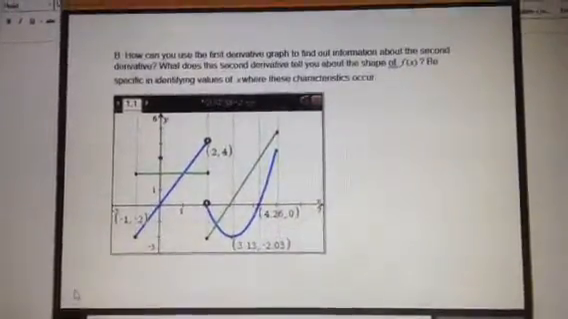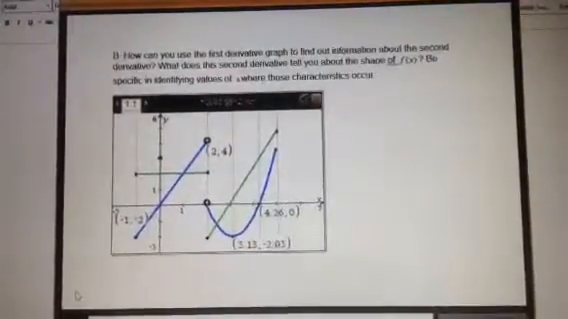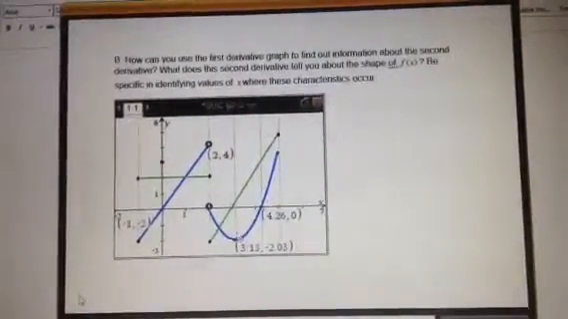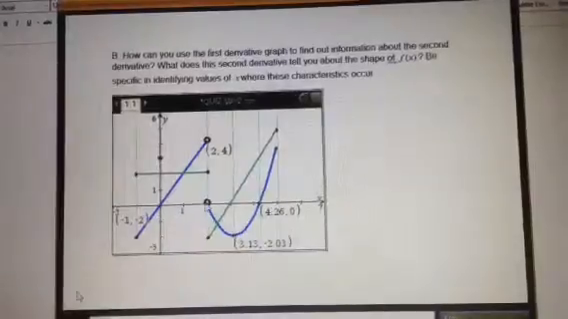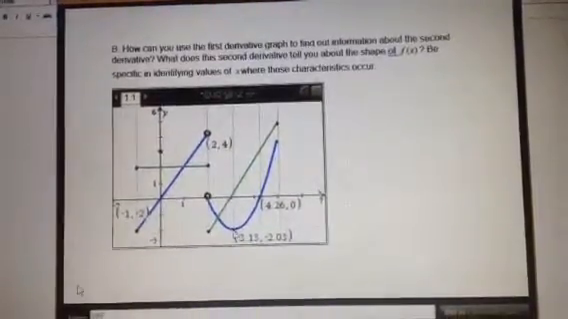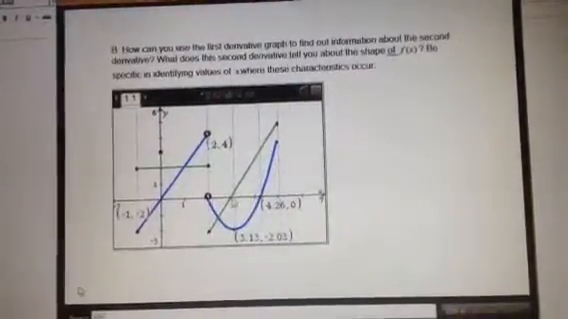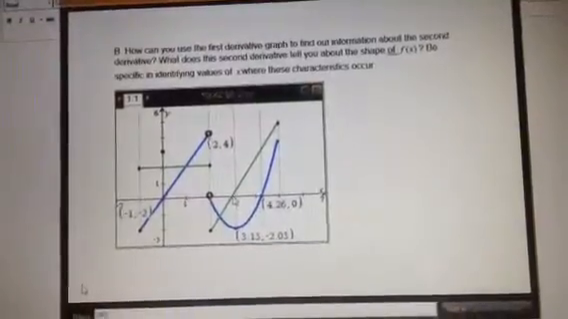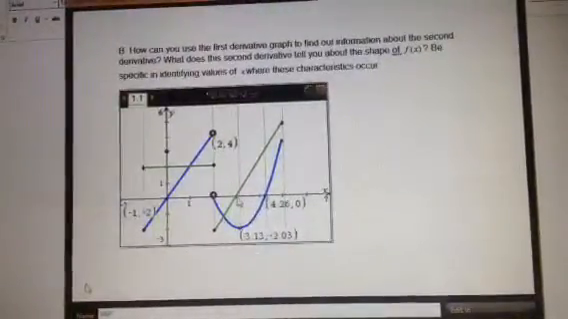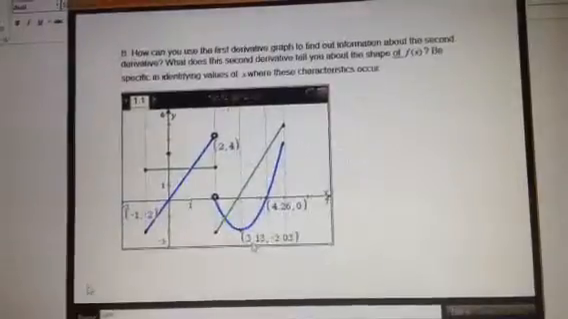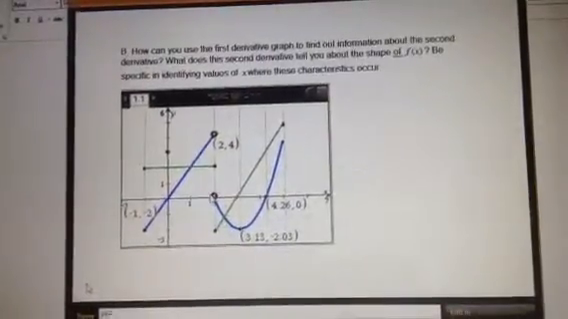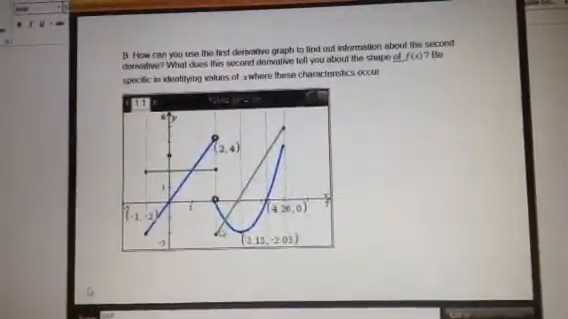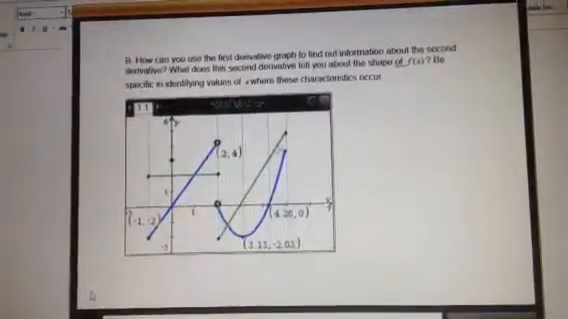And from x equals 2 to x equals 5, the graph is quadratic and it changes from a negative slope to a positive slope. Therefore, the second derivative will have an x-intercept at this point, 3.13. And since it goes from negative to positive, the graph has to go from below the x-axis to above the x-axis.